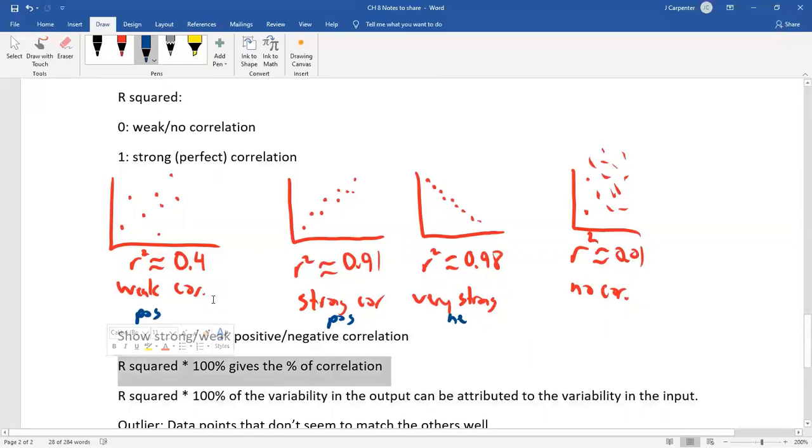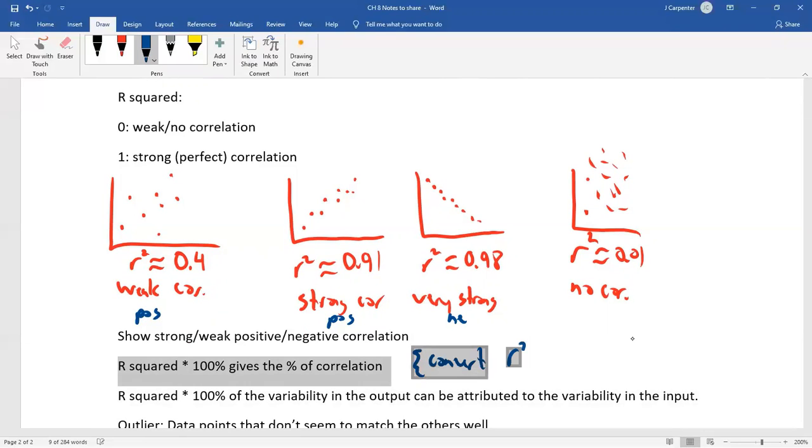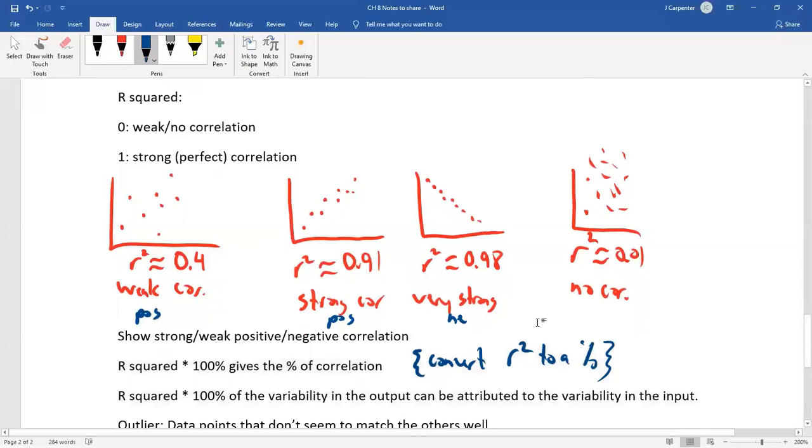If you take the value of r squared and convert it to a percent, that's what this says. This thing that I have highlighted right here just says convert R squared to a percent. Why is that happening? Maybe if I click, there we go.